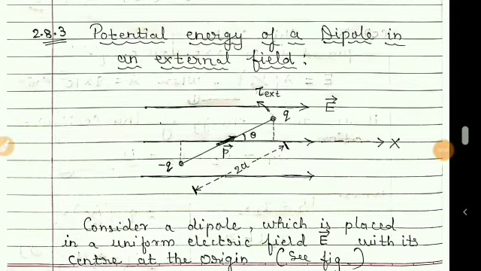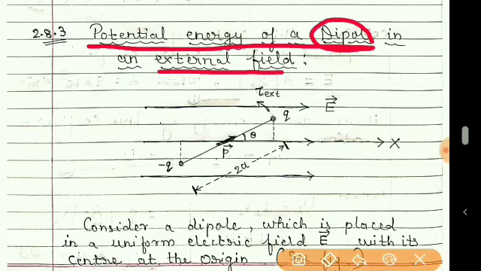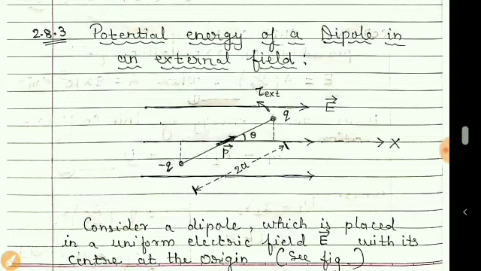Now today's last theory and most important theory. This theory can be asked for 2 marks. Here we have to find the potential energy of a dipole in an external field. Now we know in chapter 1 we have studied the dipole which is kept in an external uniform electric field. What happens when the dipole is kept in an external electric field?